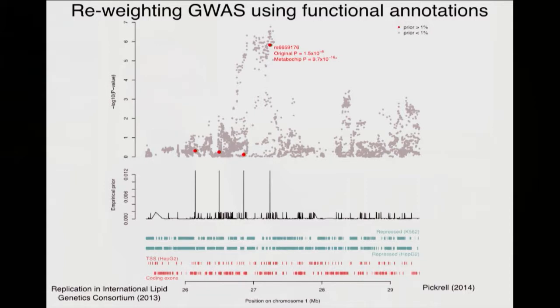But I would argue that if you had used the functional genomic information, you already knew that this was a really strong association. It's a non-synonymous SNP in a gene called NR0B2, which is thought to be involved in lipid metabolism, and now there's strong evidence that it is involved in lipid metabolism.